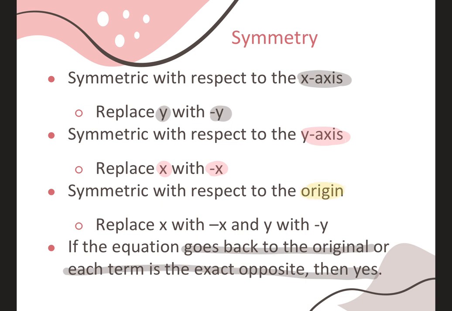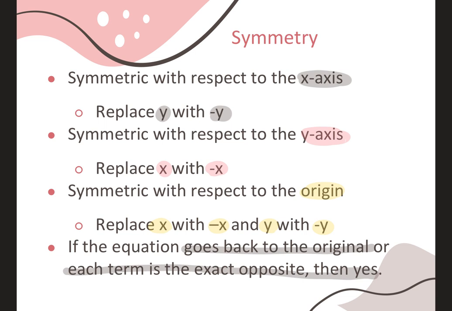And to the origin, we replace both. X becomes negative x, y becomes negative y. We simplify, and if it goes back to the original, or every term is the exact opposite, then it has symmetry to the origin. Now, you can have origin and y-axis. You can have origin and x-axis. If you have x and y, you automatically have origin. That's like a circle or something like that, where you could go in all directions.